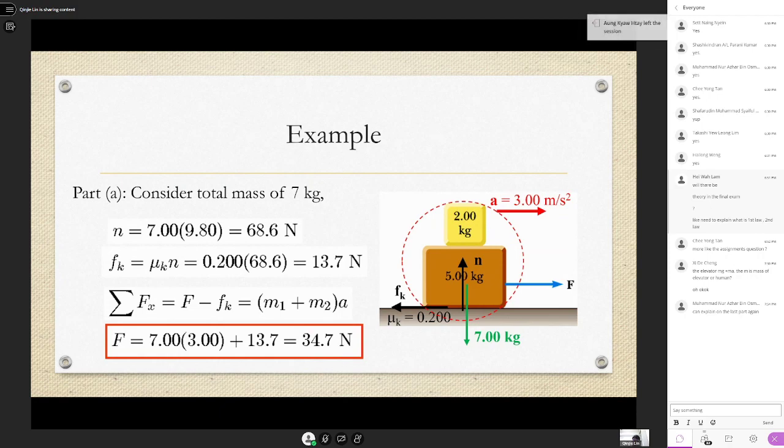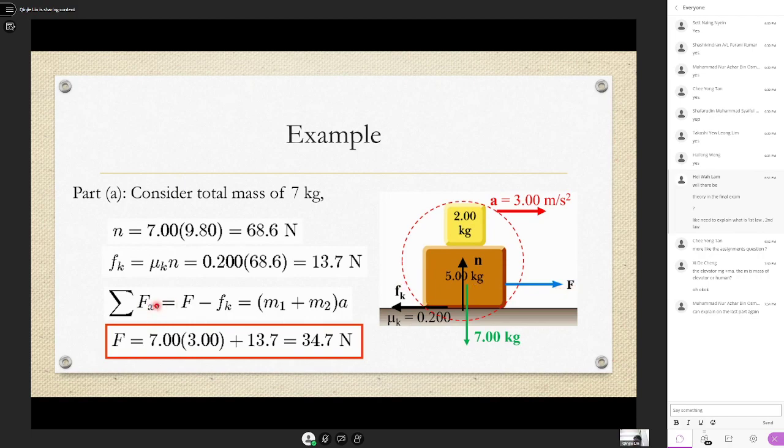Okay, Muhammad Mirza asked whether I can explain the last part. So the last part, I assume, is this summation of forces in the x direction, right? After you find the friction force, this part, after you find this already, you will take a summation of forces in the x direction because this is what you ultimately want to find, correct? This capital F, which is along the x direction.